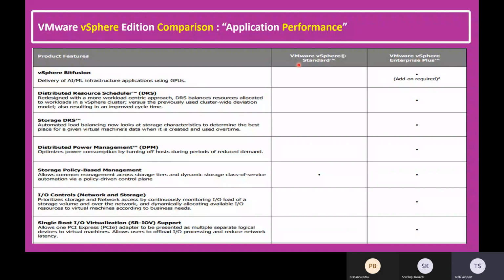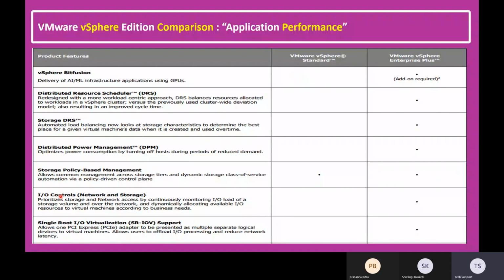And DRS, we are aware, to enable the DRS feature we require an Enterprise Plus license. In the normal Standard license, DRS is not available. And similarly Storage DRS, in our last session we talked about Storage DRS. This Storage DRS is a similar automated feature to the one on an ESXi host, but Storage DRS works at the datastore cluster level. So this feature is also available only in Enterprise Plus. And power management, Distributed Power Management, is also available only in Enterprise Plus. And Storage Policy Based Management, in short SPBM, is used for assigning storage policies. This is available for both editions, Standard and Enterprise Plus.